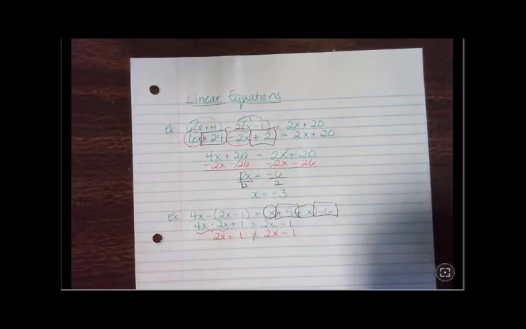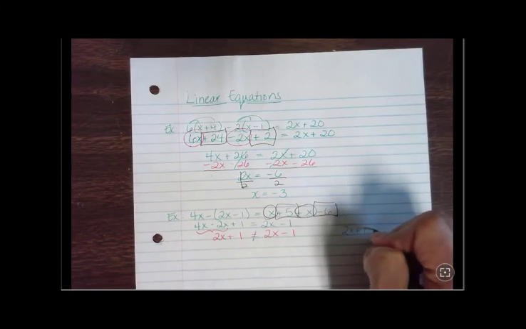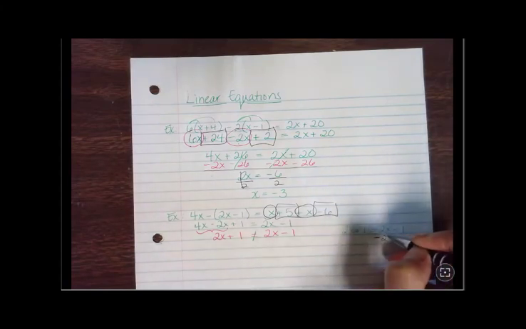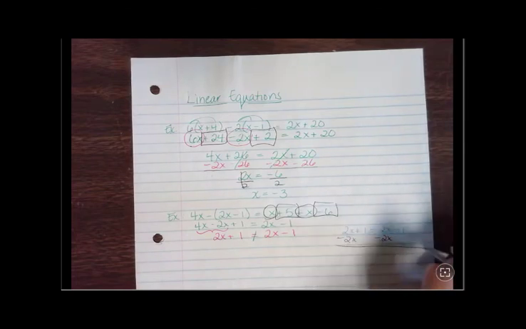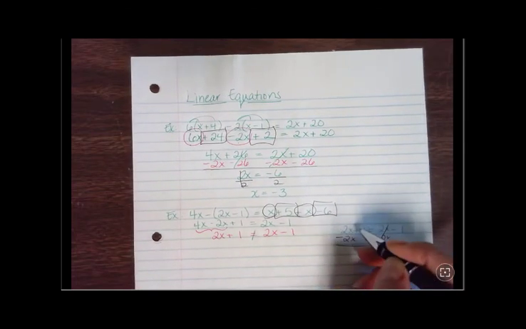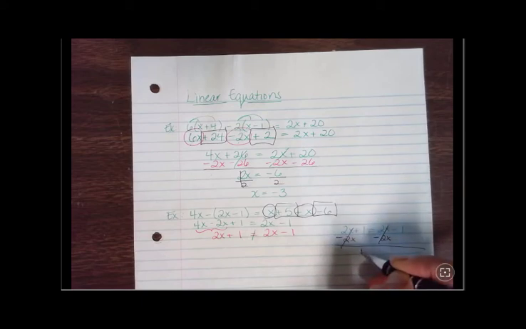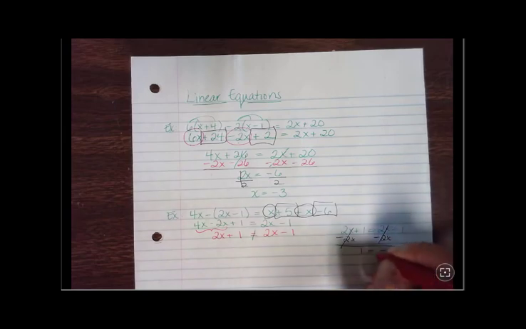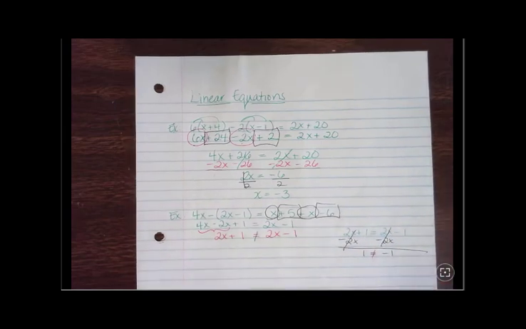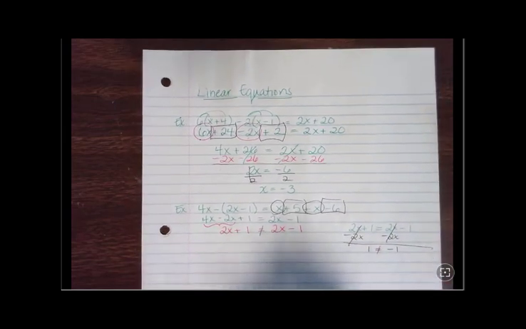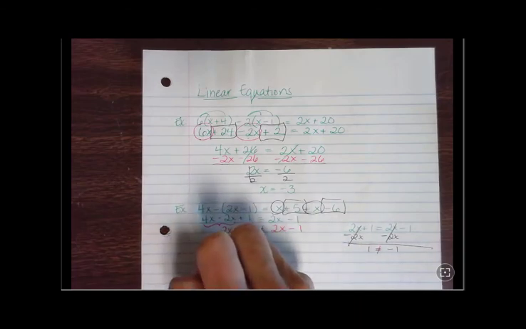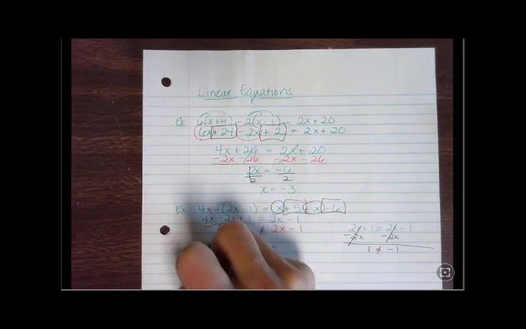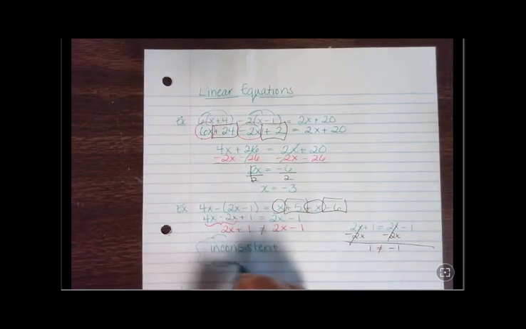If I had gone a little further, so let's say I had the 2x plus 1 equals 2x minus 1, and I was subtracting the 2x from each side, I would end up with 1 is equal to negative 1, which again we know is not possible. So we would say that's not equal. And so this equation is what we would call an inconsistent equation, meaning there's no solution. So we would identify that as inconsistent.